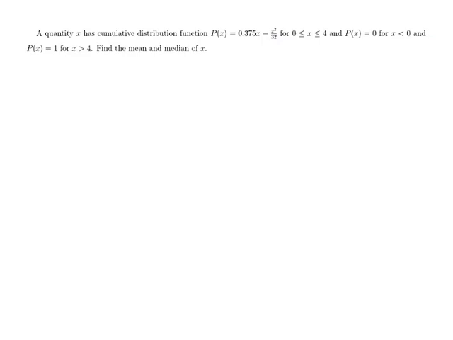So to find the median, we're going to do one of two things. We're either going to look at the integral from negative infinity to capital T of our p of x, that is the 0.375 minus 1/16 x dx, our little p of x, and set this equal to 1/2 or 0.5.